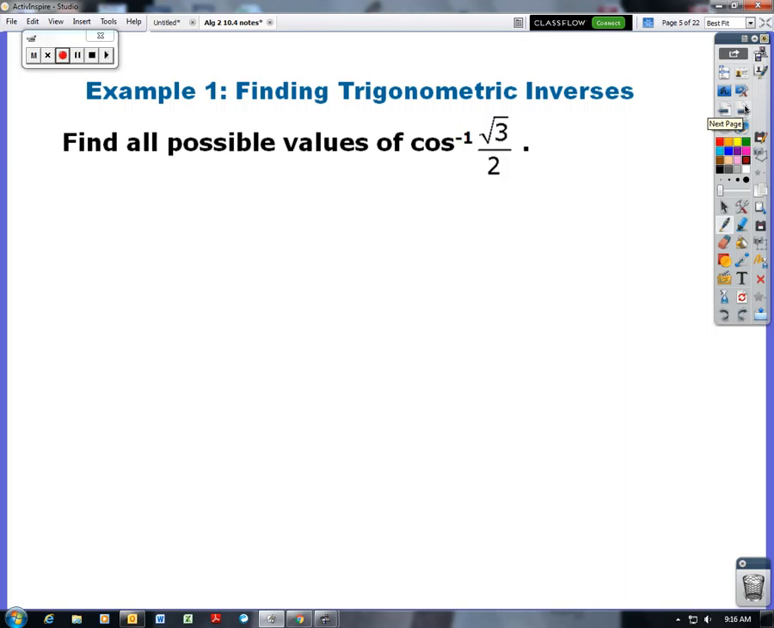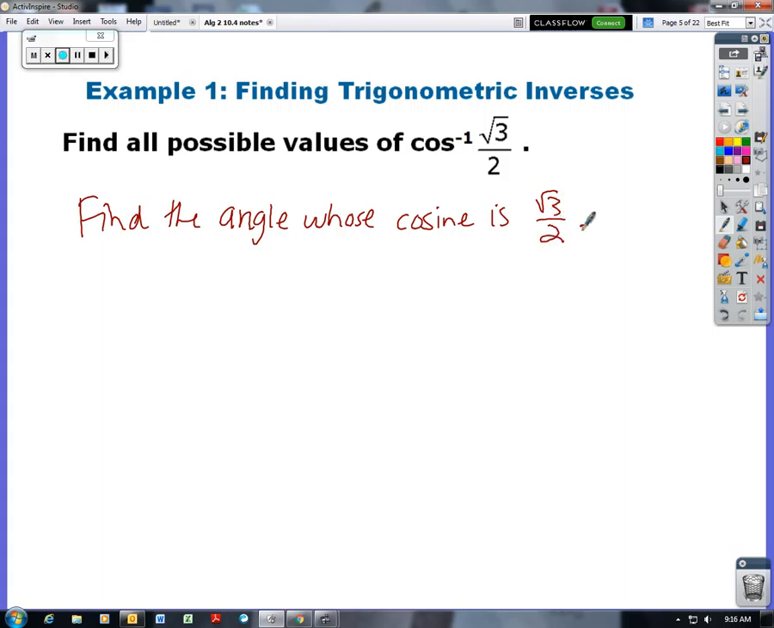So it's probably easiest if we just go ahead and do an example. We have here, it says find all possible values of inverse cosine of √3/2. So what we're going to be finding is the angle whose cosine is √3/2. Please write that down. I know you might think that's redundant, but it's so important to understand what it is you're looking for. So we're looking for an angle whose cosine is √3/2.